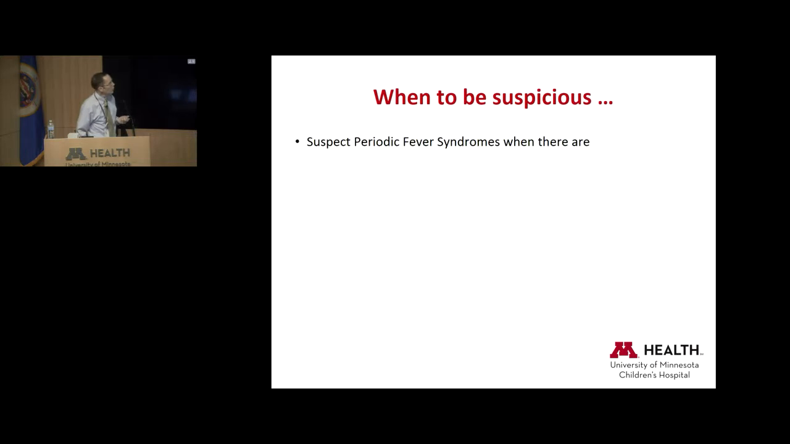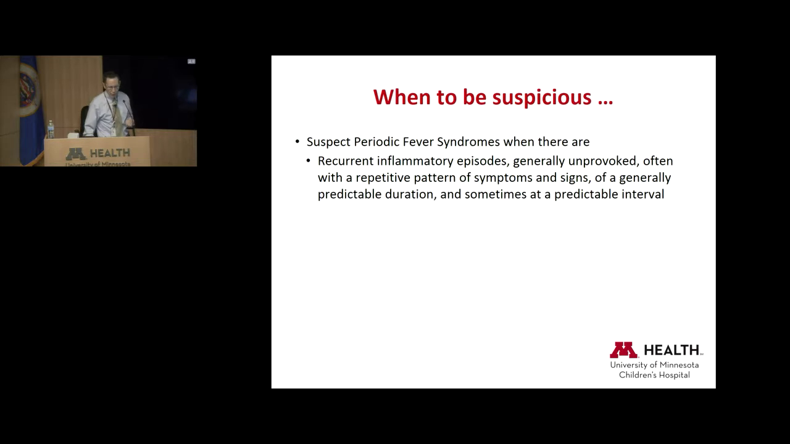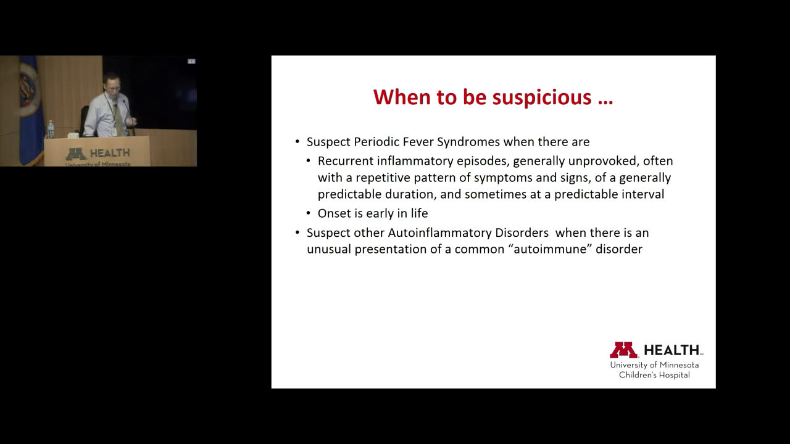So when should you be suspicious? You should suspect a periodic fever syndrome when there are recurrent inflammatory episodes, generally unprovoked, often with a repetitive pattern of symptoms and signs, and of generally predictable duration, and sometimes at predictable intervals. So when we get one of these in, I just ask the family, can you tell me what this is going to look like? Can you predict what the next one will be and when it's going to be? And they often can do that. The onset is often early in life, but not always exclusive.